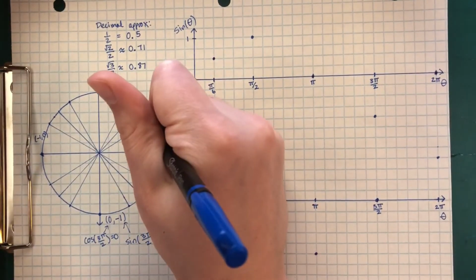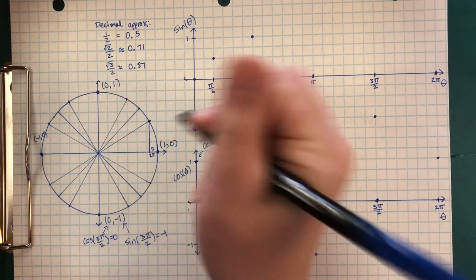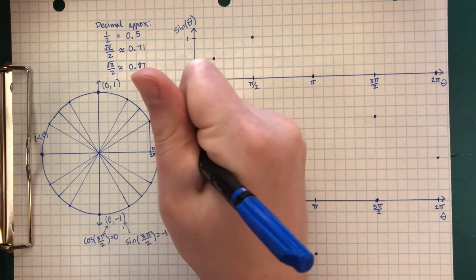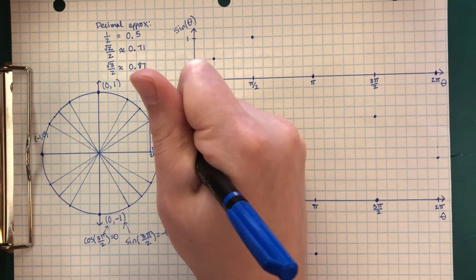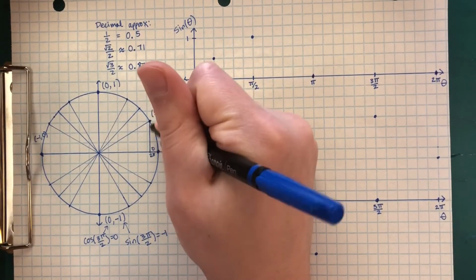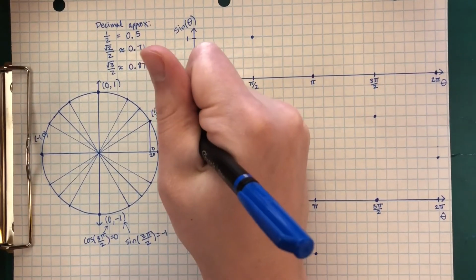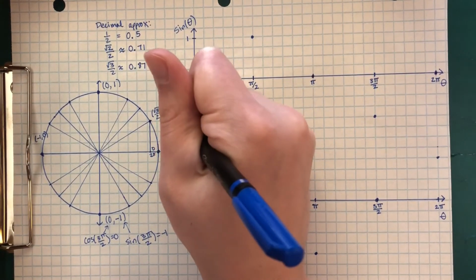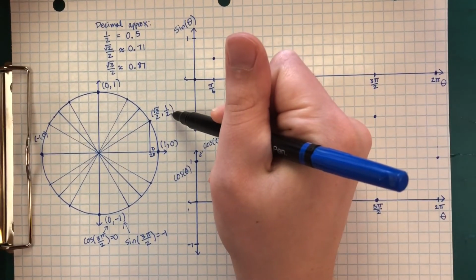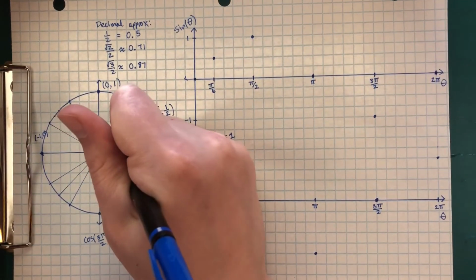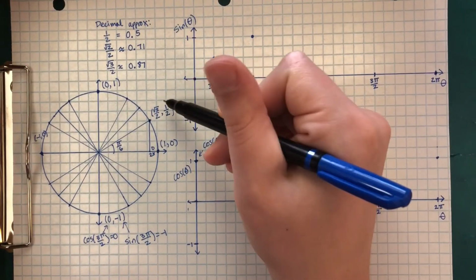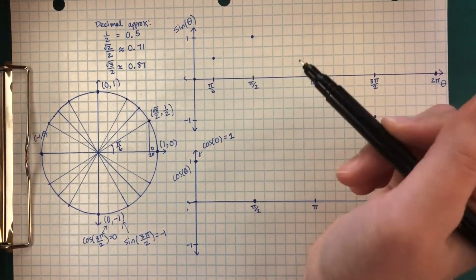A couple ways to remember this. We could draw in a little reference triangle here, and that lets me see that I've got the long side along the x-axis, that's square root of 3 over 2, and the short side is in the direction of the y-axis, so that's a y-coordinate of positive 1/2. So the sine of pi over 6 equals 1/2. That's what this point on the graph represents.